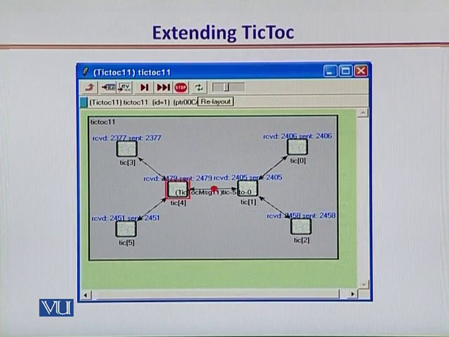And this is finally what we see in the Tkenv environment, that the number of packets sent and received at each respective node are shown.